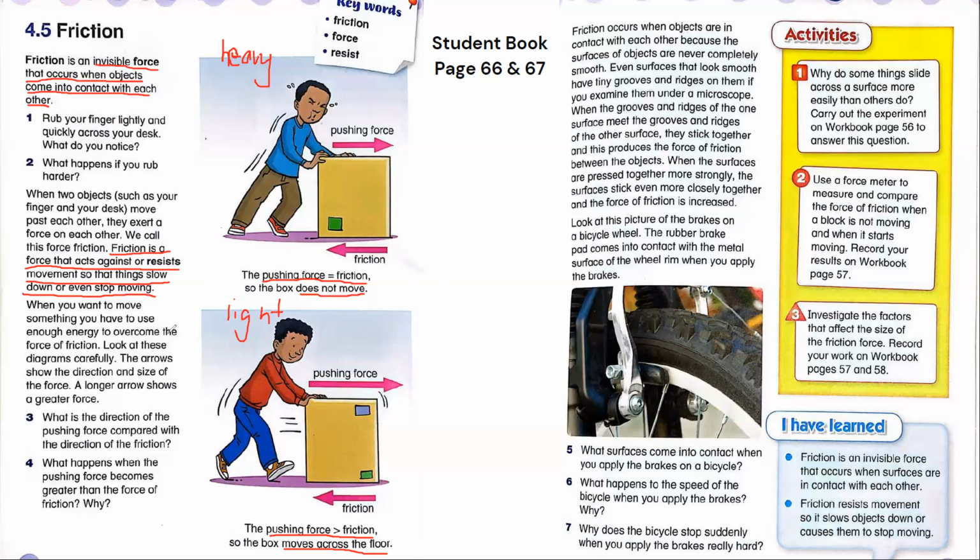So what is important here is that I want you to highlight: you have to use enough energy to overcome the force of friction. Only when you have a bigger or greater pushing force, that's when your object actually moves. This is what I have explained. So this is what causes objects to move.